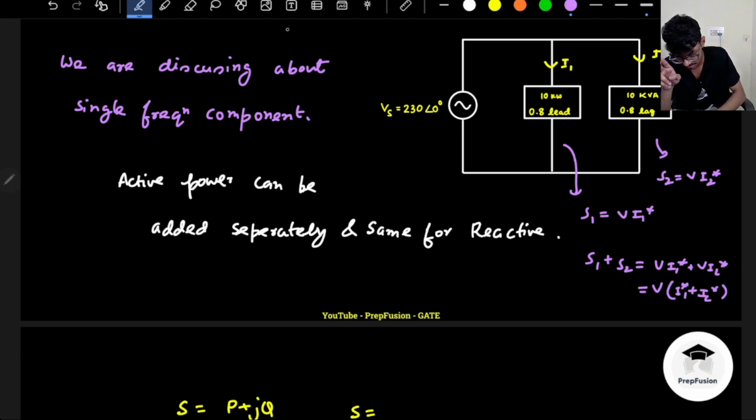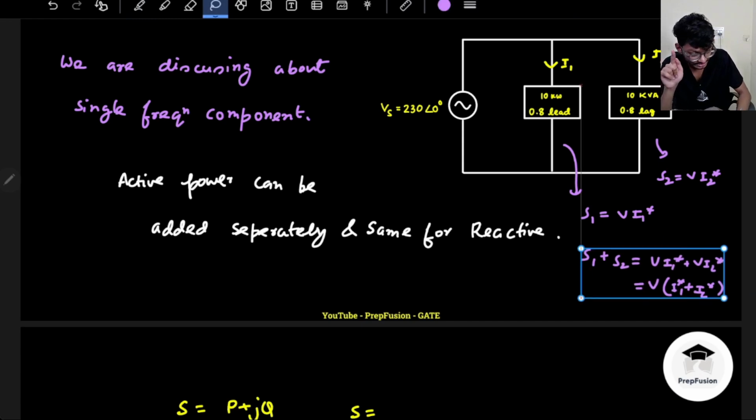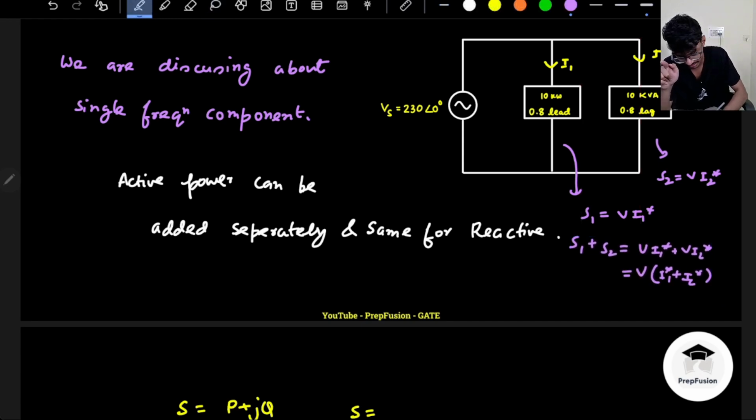Can I rewrite this? And will you be satisfied with that? If I rewrite this, V into I1 plus I2 conjugate, will you be satisfied? Comment down below if you are satisfied with this: I have studied class 12. If you are not satisfied, you will comment, I have not studied class 12. Okay, that is what you will comment now.